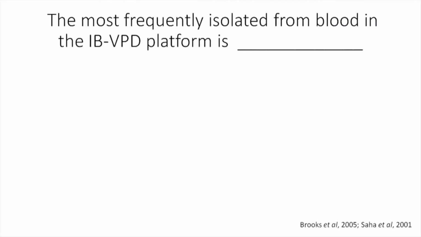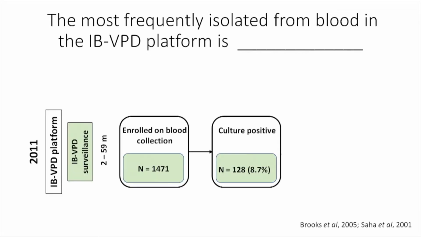Now, so that's great, right? We collect great data on pneumococcus, meningococcus, and Hib. However, when we look at our data, none of those organisms is the predominant organism detected in our surveillance, especially in bloodstream infections. So here's our data from 2011.